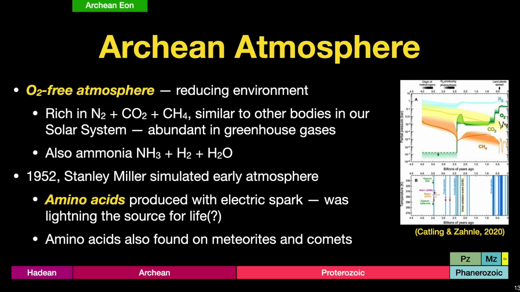In 1952, scientist Stanley Miller simulated the early atmosphere, mixing these gases together. And when ignited with an electric spark, amino acids formed. Amino acids are the building blocks for DNA and the building blocks of life. So perhaps weather, a lightning strike, was the source for life. However, since this time, we've also found amino acids in other celestial bodies, including meteorites and comets. So perhaps these amino acids that formed life on Earth came from an extraterrestrial source instead.